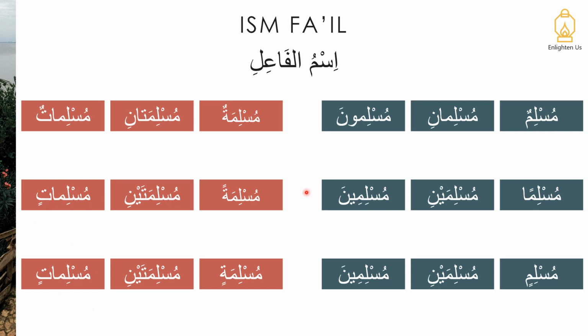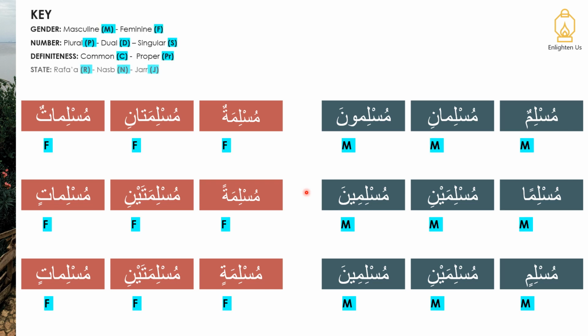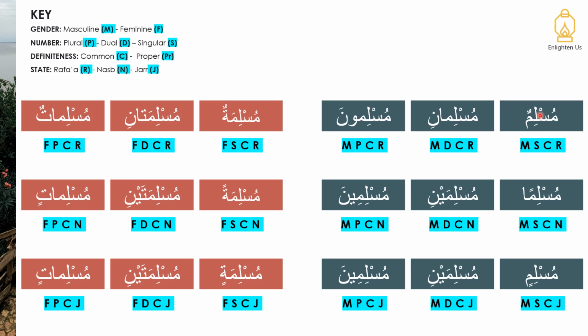As hinted at, each one of these words is an expansion of muslimun based on the 4 characteristics of the ism. As you'll notice, this side is the masculine, this is the feminine, and the first row is the rafa, nasab, and then jar, and so on. Please do go back and revise the previous lesson to understand the characteristics a little bit more. Now let's move on.